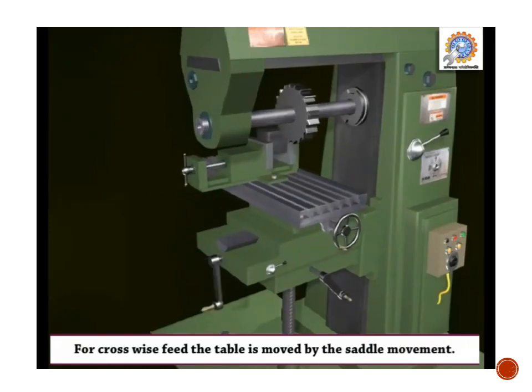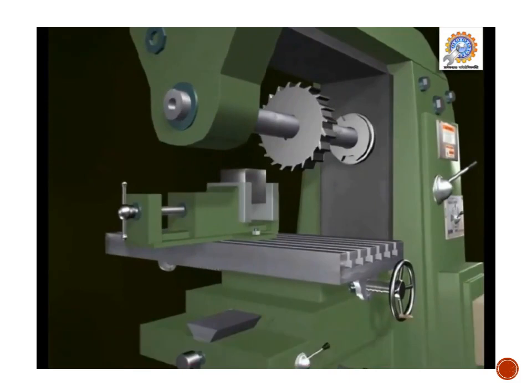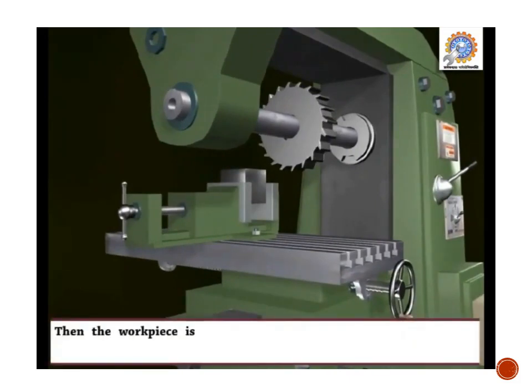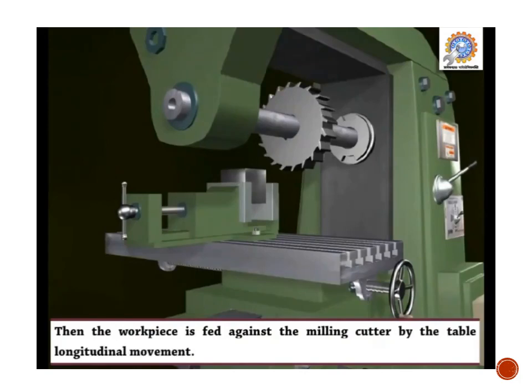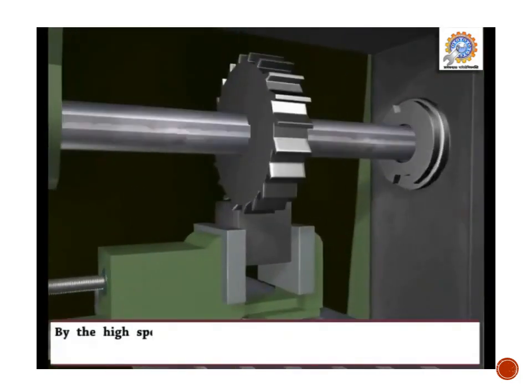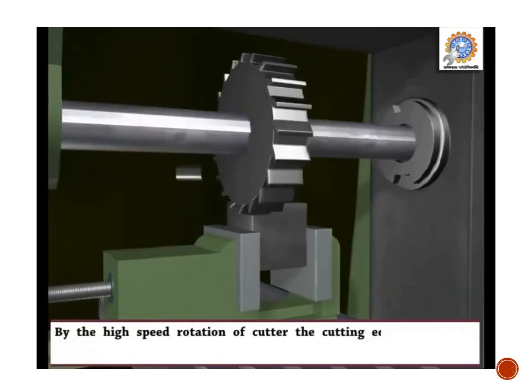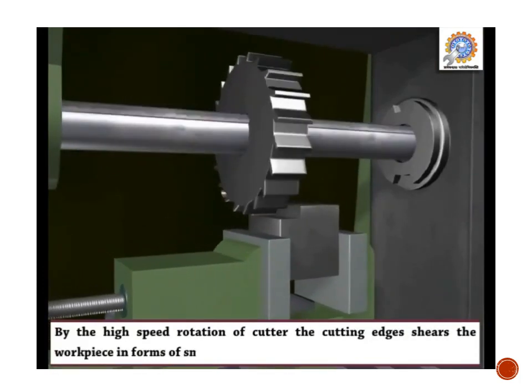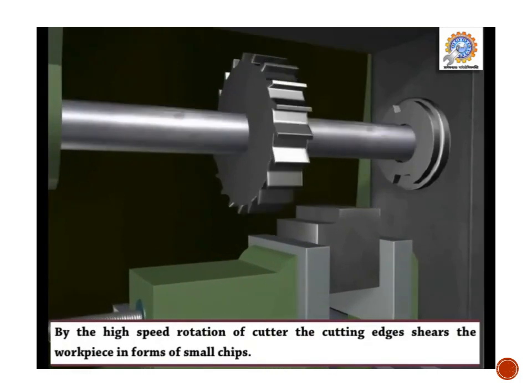Now aligning of the workpiece with the jaws of a cutter is made. Then the workpiece is fed against the milling cutter by the table in the longitudinal movement. Now you can clearly see this is an up milling operation. By the high speed rotation, the cutting edges shear the workpiece in the form of small chips.